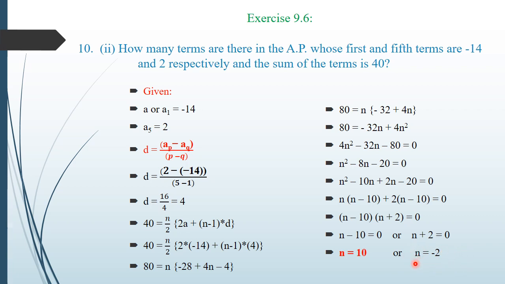See, n cannot be negative because n is a natural number. It starts from 1 or 0. It cannot be 0, but it starts from 1. Therefore it cannot be negative. Therefore the correct answer is 10 here. Therefore we can conclude that the sum of 10 terms of this AP is going to be equal to 40.